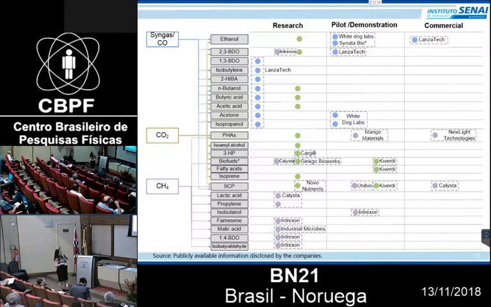And there are different other companies working. One important thing to mention is that for carbon dioxide, there is no commercial production plant yet that was found in our search.